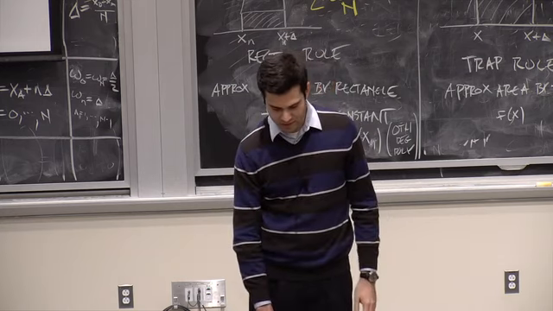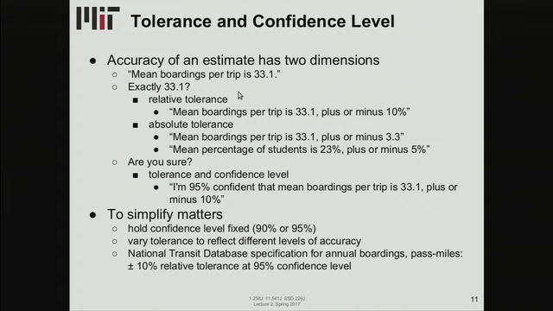When we talk about tolerance, there's relative tolerance and there's absolute tolerance. Relative tolerance is expressed in terms of a percent of the amount you were collecting, or a fraction. So you might say mean boardings per trip is 33.1 plus or minus 10%, and it's 10% of 33.1. That's why it's relative tolerance. Then there's absolute tolerance: mean boardings per trip is 33.1 plus or minus 3.3. In this case, these two are equivalent, since 3.3 in absolute terms is 10% of 33.1. But one was expressed in absolute terms, and the previous one was expressed in relative terms.